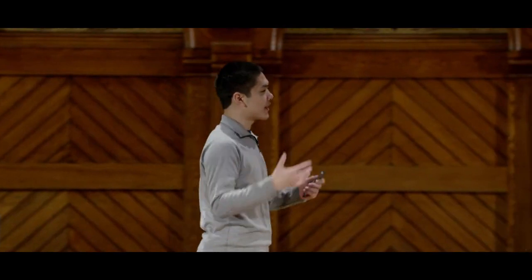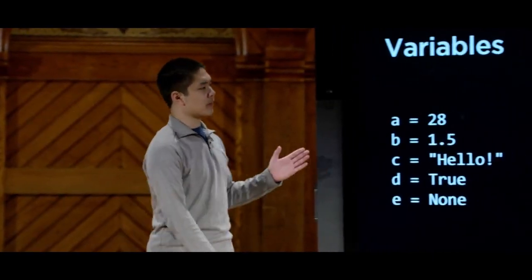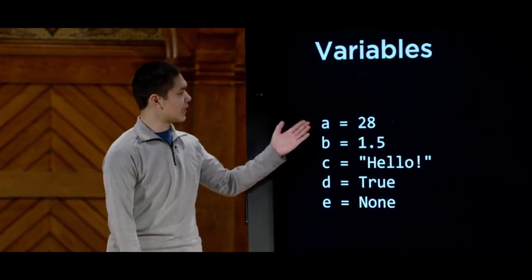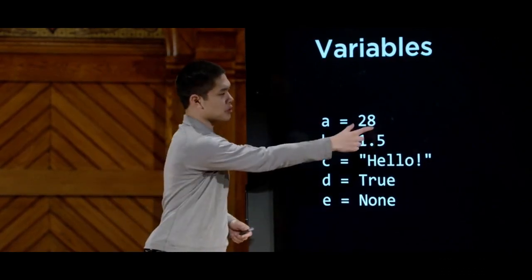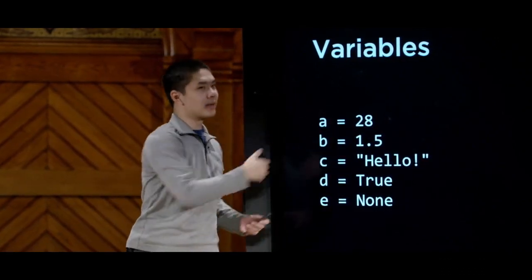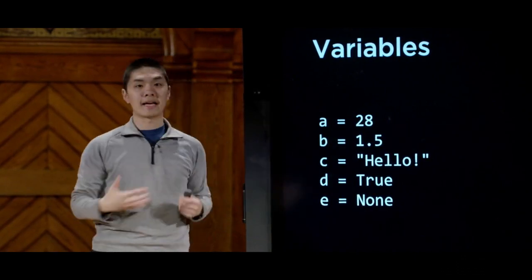Like many other programming languages, Python also supports variables. And in order to assign a new value to a variable, the syntax looks a little something like this. If I have a line like a equals 28, what that's going to mean is take the value 28 and assign it, store it inside of this variable called a.